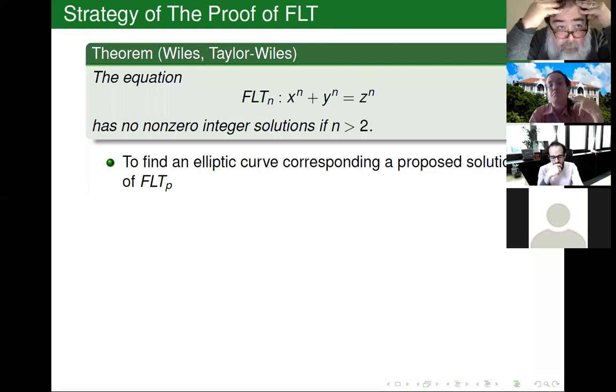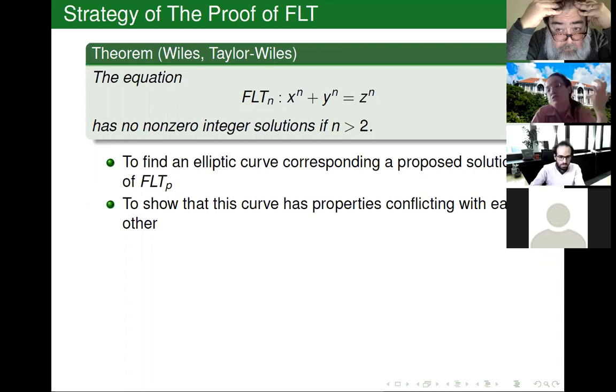You start with a putative solution, and then you attach an elliptic curve to this putative solution. And then you try to show that this elliptic curve has very weird conflicting properties, so that such an elliptic curve cannot exist, and therefore such a solution cannot exist. And that gives you the result. Of course, it's much harder than this, but I'm just trying to summarize it.